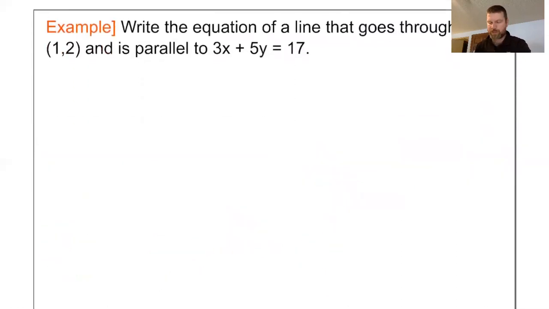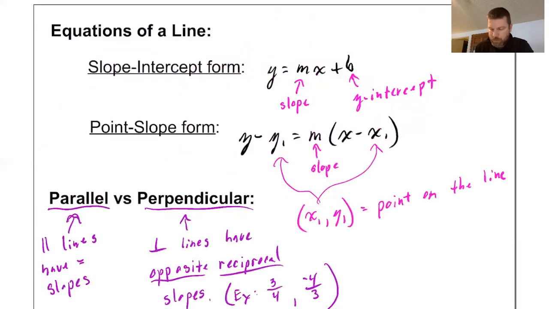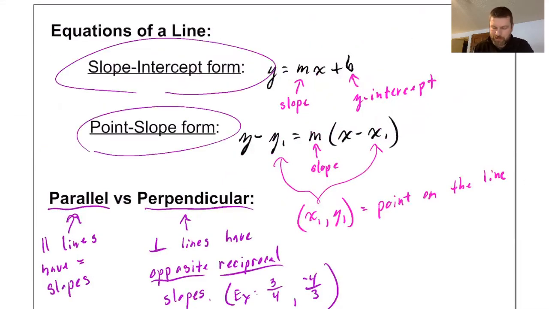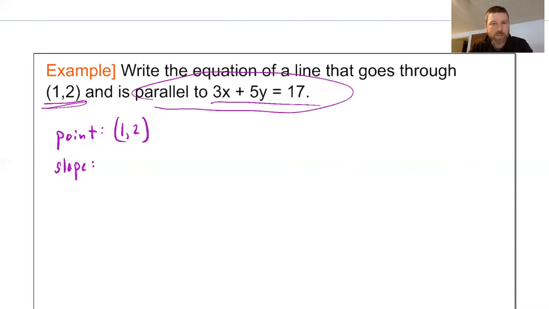All right, we are almost done with this section. Quick example: write an equation of a line that goes through (1, 2) and is parallel to 3x plus 5y equals 17. All right, so first off, you're going to want to think what form you're going to want to use. In this case, does slope-intercept make more sense, or does point-slope make more sense? And when you look at that, I would definitely say point-slope form makes more sense, because they gave me a point, not an intercept. The point I was given, (1, 2). I'm halfway there. To find slope, I use the fact that I know I'm parallel to this equation, so I need to figure out the slope of that equation.